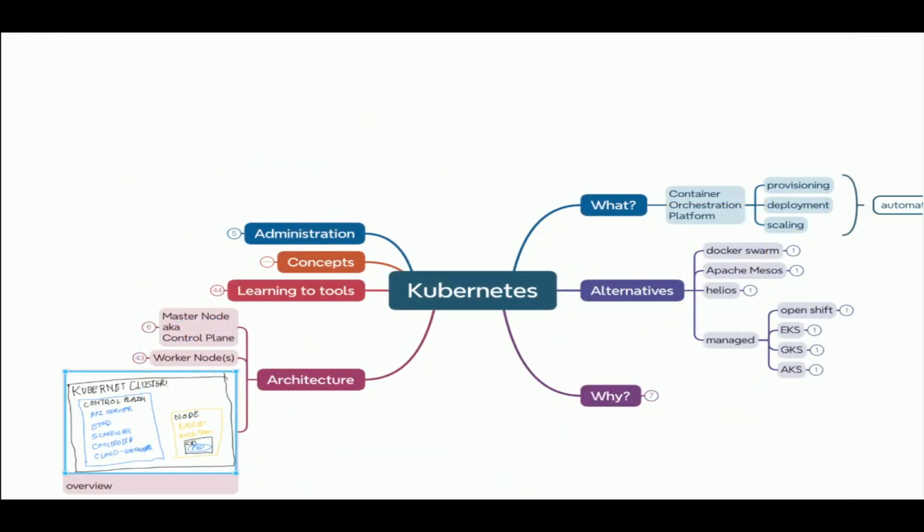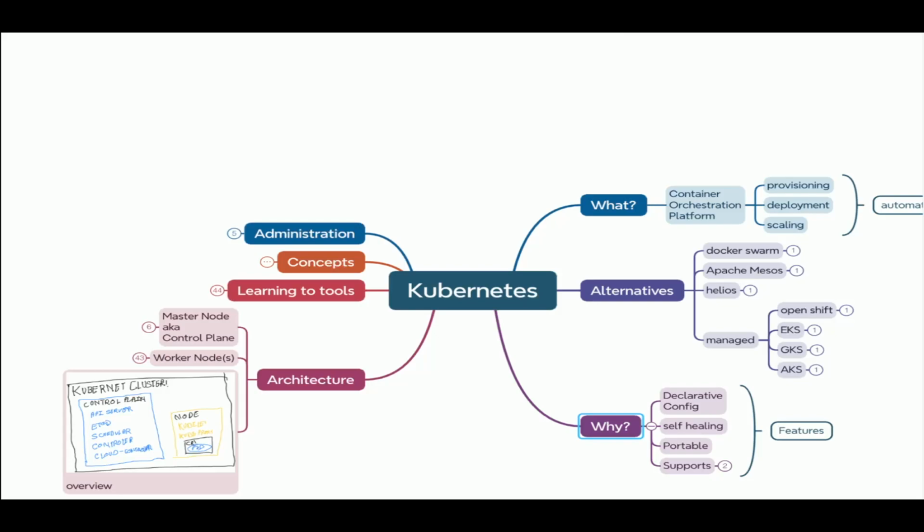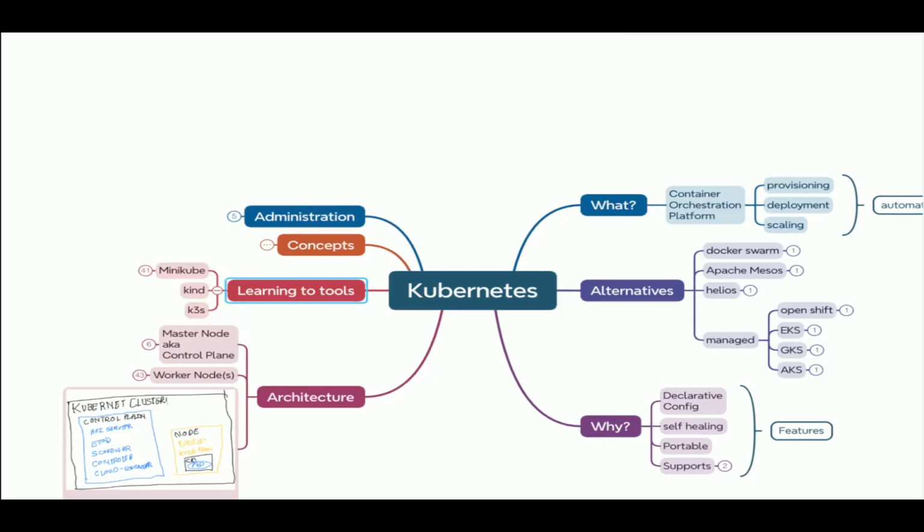Why should we use Kubernetes? One of the key reasons is its declarative configuration, supporting configuration files written in YAML or JSON format. It's self-healing and portable, allowing you to migrate your assets seamlessly across different providers. Kubernetes is widely supported by both the industry and the community. The tool we'll be using to learn Kubernetes is Minikube, although alternatives like Kind and K3s also exist.